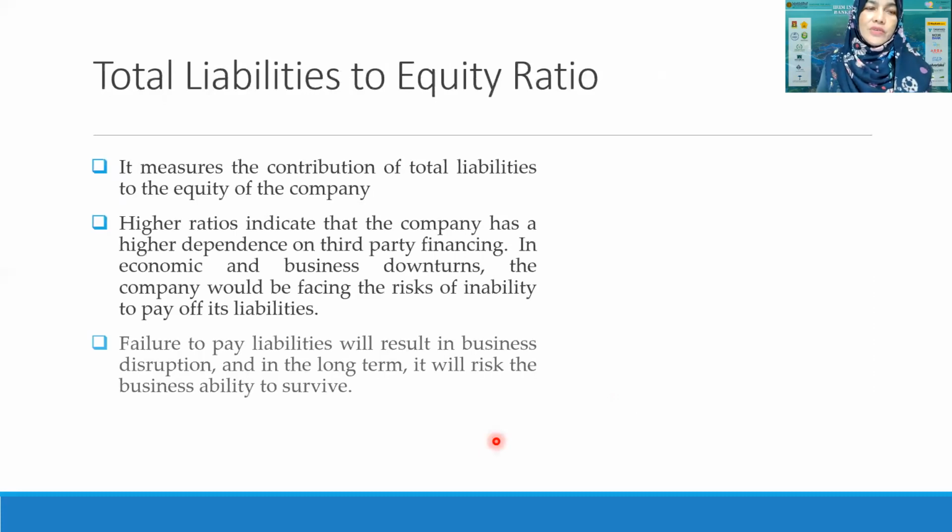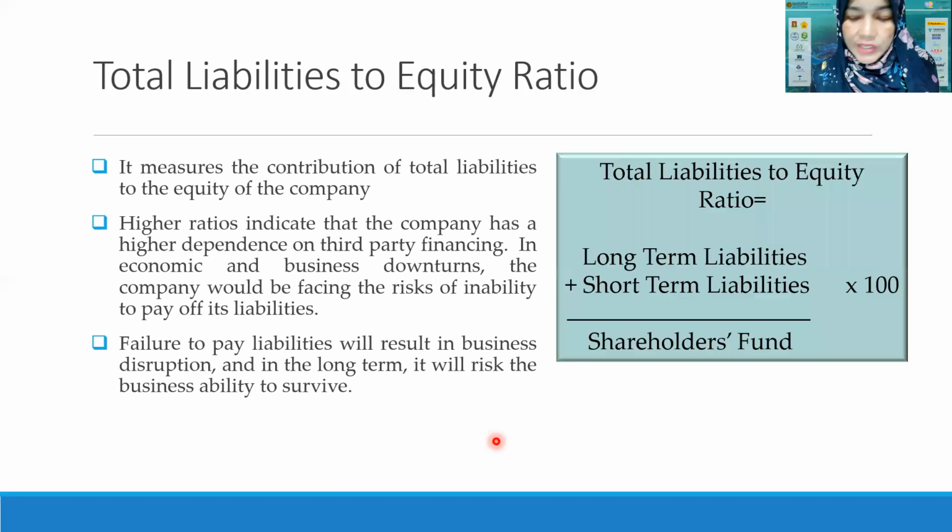Okay, so this is about comparing the total liability and total shareholders' fund, or total equity. This is measuring the contribution of total liability to the equity of the company. A higher ratio indicates that the company has a higher dependence on third-party financing. In an economic and business downturn, the company would be facing the risk of inability to pay off the higher liability. It is similar to what I explained earlier. Failure to pay liability, for example, will lead to disruption of the business. If they don't pay the bill, definitely it will impact business continuity.